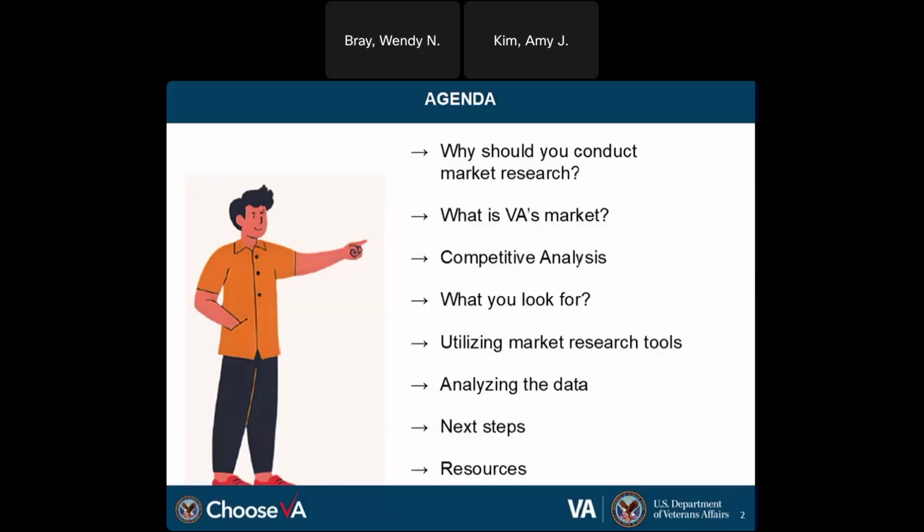Also, identify what's in VA's market. The need for competitive analysis. Even when you pull the information, where is it located? So some free, useful tools. Also, when you get to those tools, what exactly will you be looking for? Then once you get the information, how can you analyze that data? As well as those next steps for when you leave from this session today.